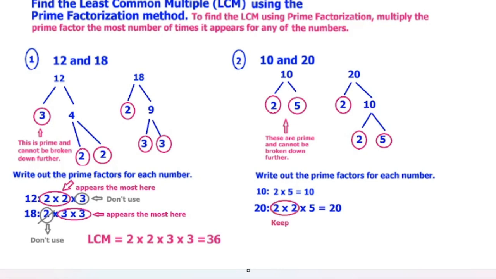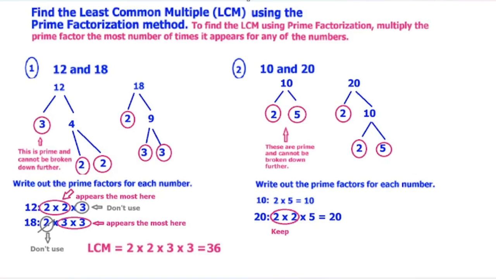So the factors are 2 and 5, but 2 appears the most here. So we keep this one. And then 5 appears once, so it doesn't matter which one you keep. You could keep this one or this one, okay? But you just keep one. So let's keep that one. Now we can write out our LCM, which is 2 times 2 times 5, which gives you 20. And that's it. And that's how you do the LCM for the numbers.